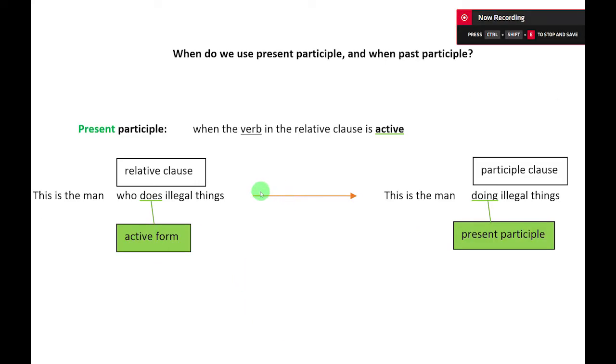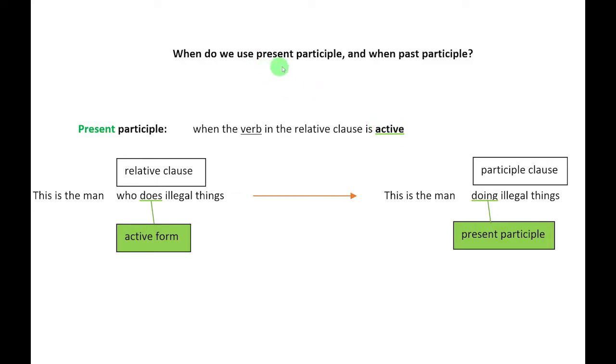So when we have checked whether we can actually use a participle clause, which one should we use? Should we use the present participle or the past participle? And there we come to our second rule. We use the present participle when the verb in the relative clause is active. This one is the important one. So as an example, we have this is the man who does illegal things. And we look at the relative clause and at the verb here, does. And we see it's active. So in the participle clause, we use the present participle, doing.